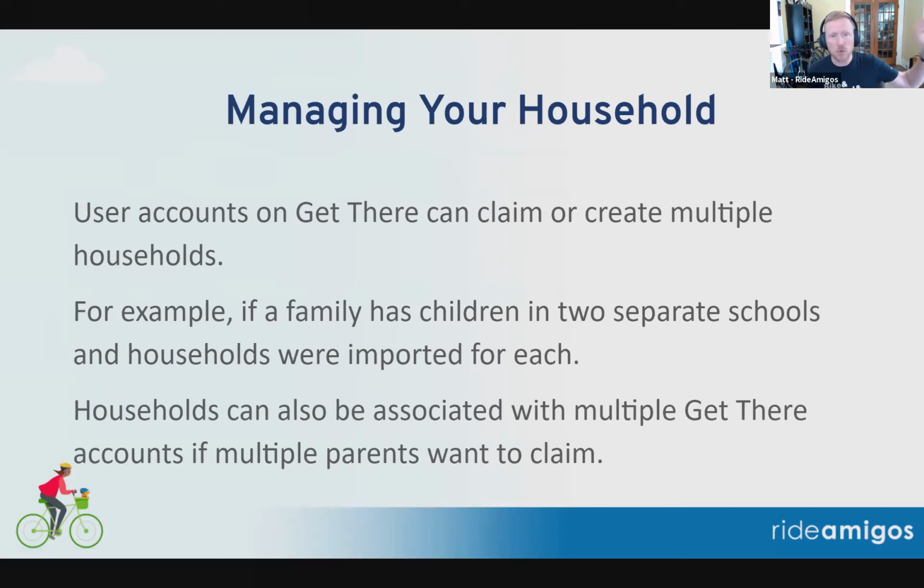One of the things to note is that this data is all held slightly separately from your Get There data. If you are participating in the broader Get There platform, all school pool data is school pool specific. So the information that you're putting in for your household here is only ever used for school pool matching, school pool programs. It's never cross-pollinated with the more general RideAmigos carpooling and trip planning functions.